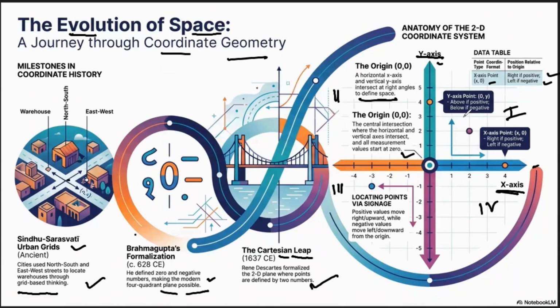Now, how to locate a point? For the y-axis, the point will be in the form of 0 comma y. If above, it will be positive; if below, it will be negative. Similarly, for the x-axis, the point is in the form of x comma 0; it's right if positive, left if negative. Or if you are locating a point in a quadrant, positive values move upward or right, whereas negative values move downward or left from the origin.